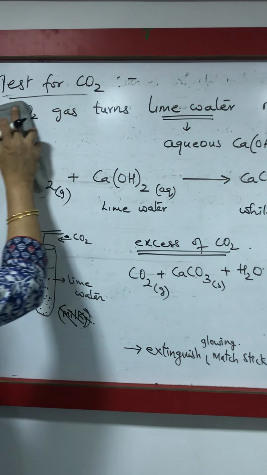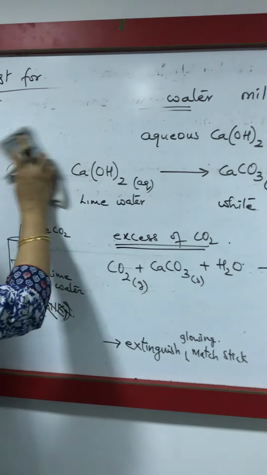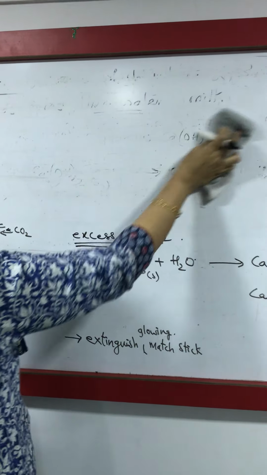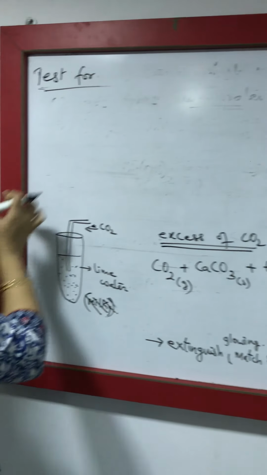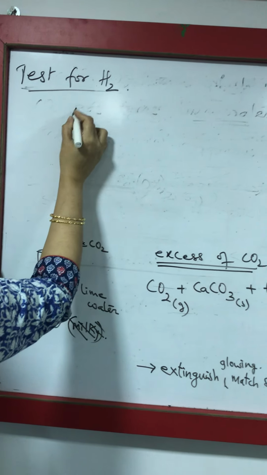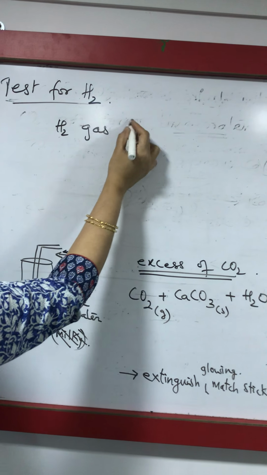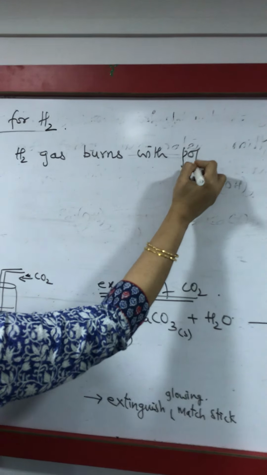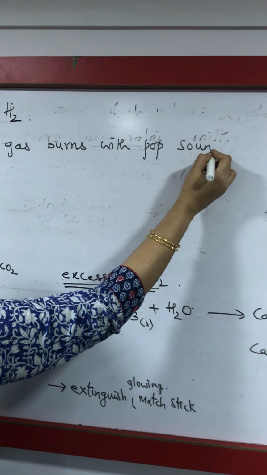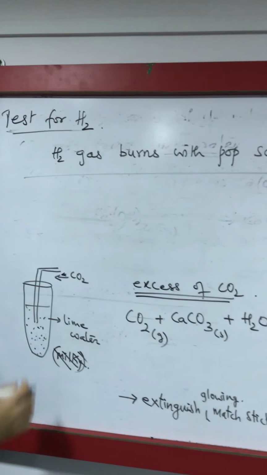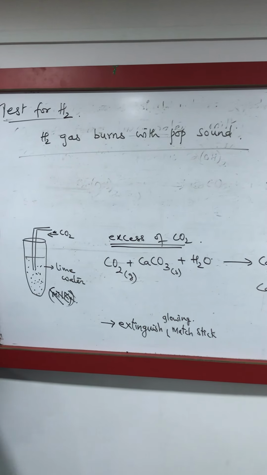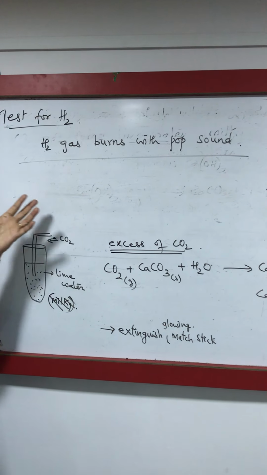Another gas that we have to test for is hydrogen. If you take hydrogen gas near a burning splinter, then hydrogen gas burns with a pop sound. So these are two gases that we can find out in the laboratory by doing these tests.